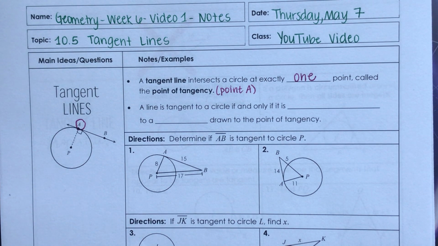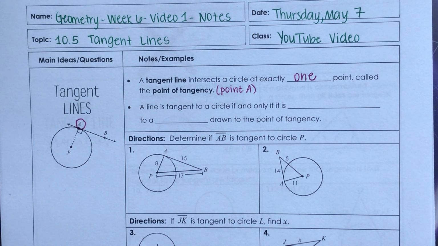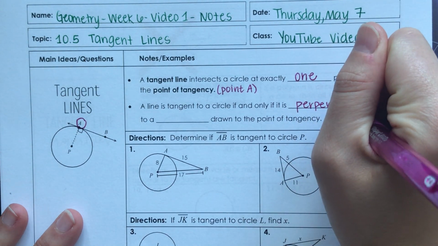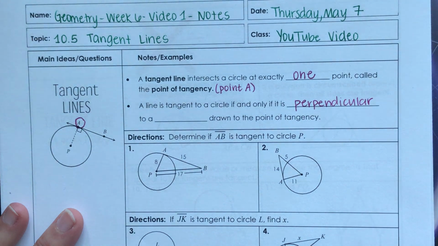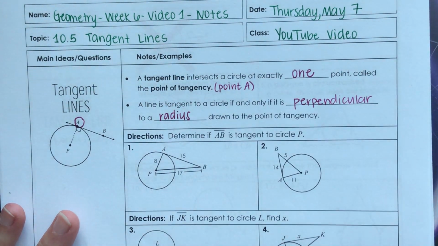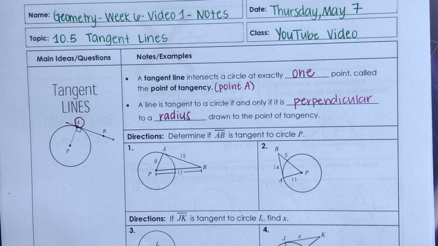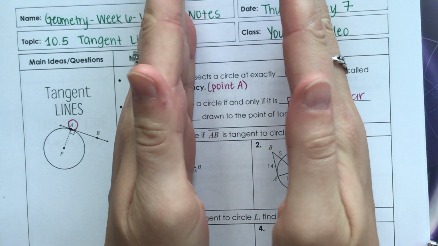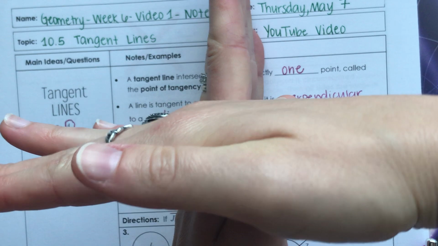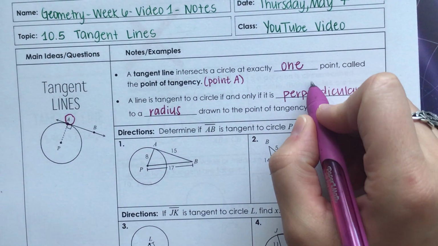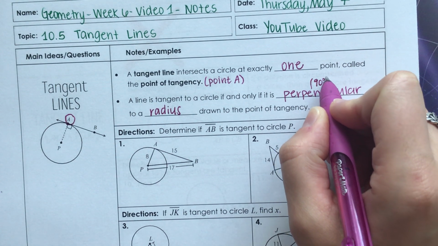A line is tangent to a circle if and only if it is perpendicular to a radius drawn to the point of tangency. Now remember, parallel is straight, it's two lines that are never going to touch. Perpendicular is when they cross and they make a 90-degree angle. So perpendicular means you have to create a 90-degree angle.